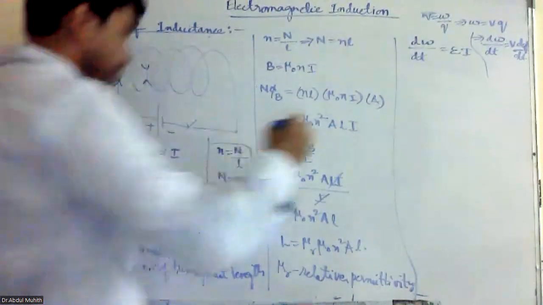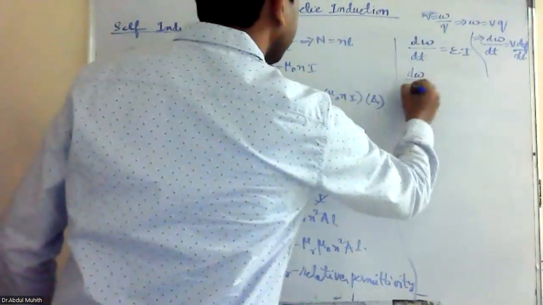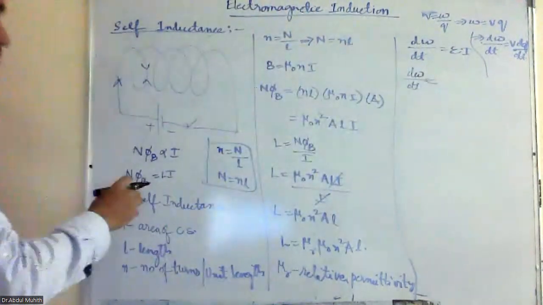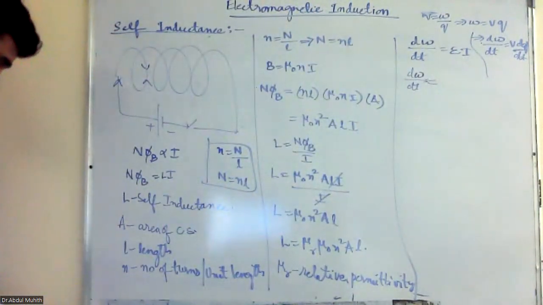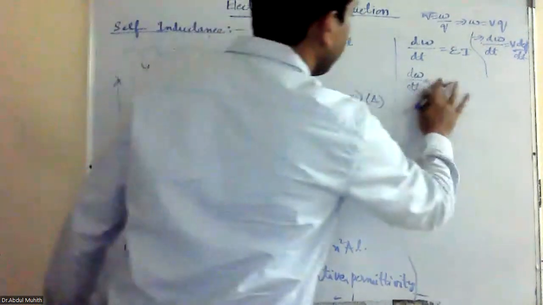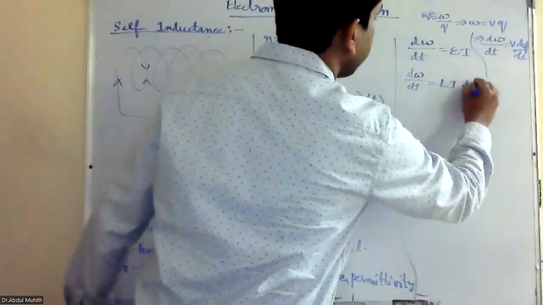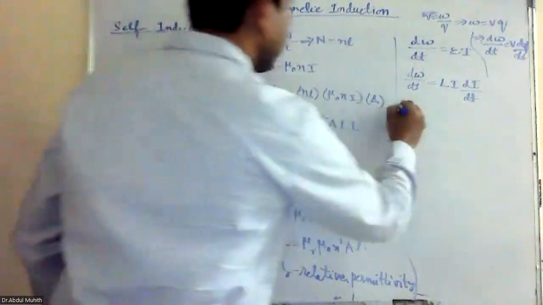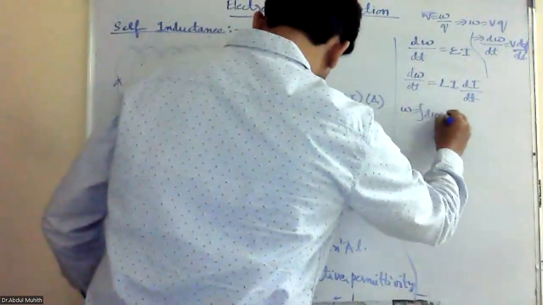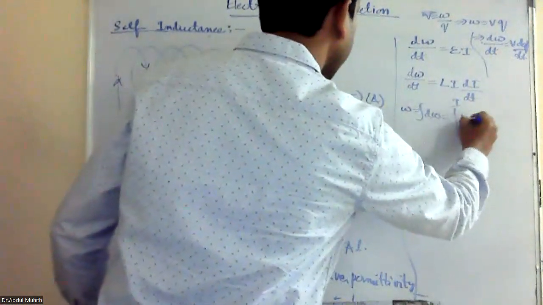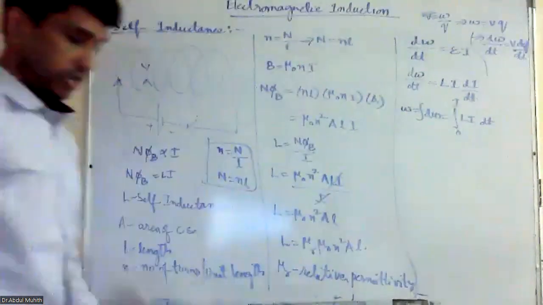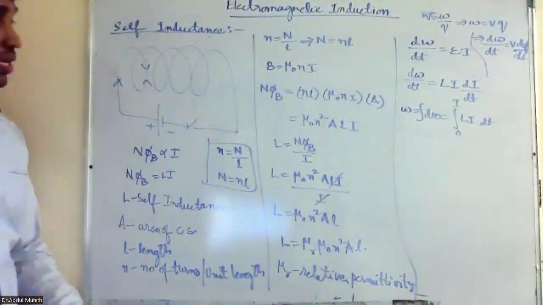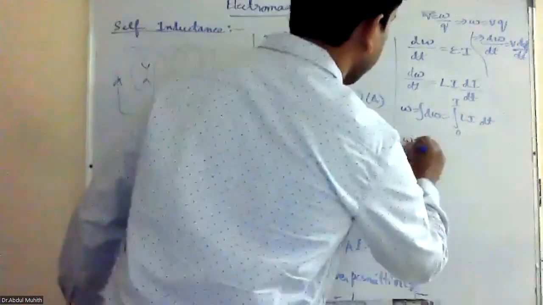So now dW by dt is equal to E into I, where E is L di by dt, so that is L i into di by dt. So the work done W is equal to the integration of dW, which is the integral from 0 to I of L i di. When you integrate it, it becomes half L I square.